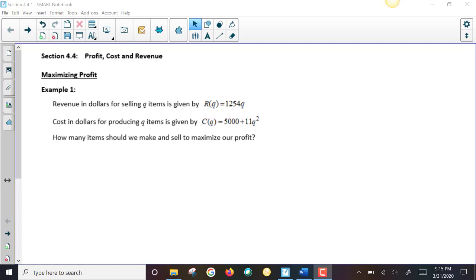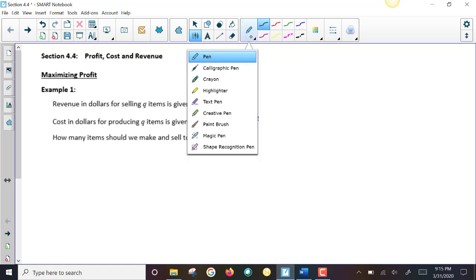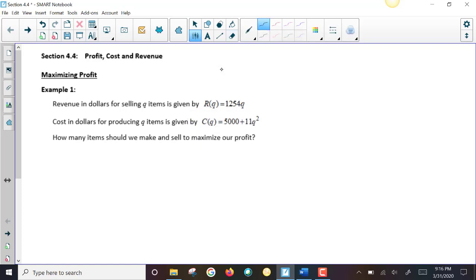All right, so for example, the revenue for selling Q items is given by this function. Looking at that, it looks like we could say then it's 1254 times Q. So Q is the number of items. So we're saying that we're selling the items for $1,254 per item. Okay, that's how we calculate revenue.